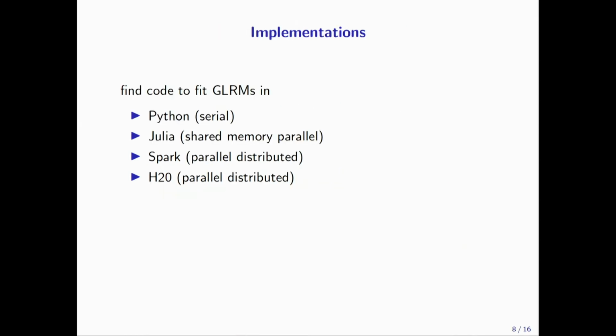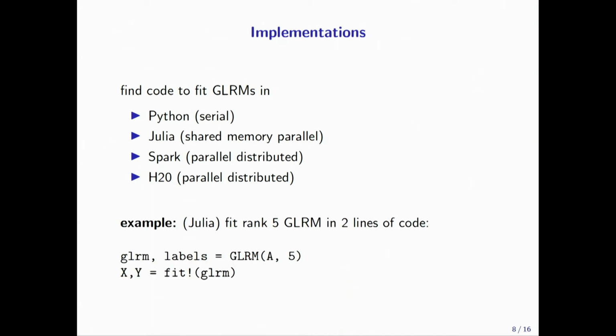Okay, so I'm not going to tell you about which loss functions to use. Instead, I'm going to tell you that there are really great software packages that implement this framework and that have default loss functions baked in. So if you don't want to choose your loss function, you're in luck. For example, in Julia, you can fit a rank 5 generalized low-rank model in 2 lines of code. You form a GLRM on your data frame A with rank 5, and you fit it. Great.